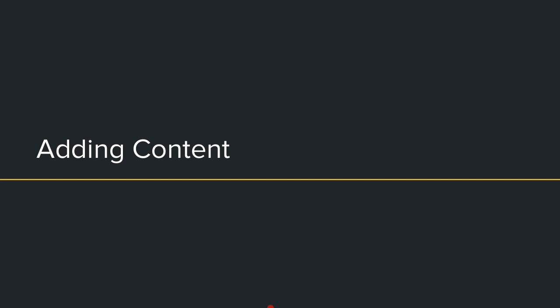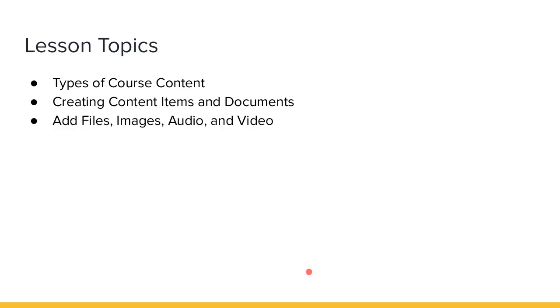All right, so you have your folder created. Now you want to add content to it. So let's look at what type of content we can add. We are going to look at the types of course content, then creating content items. And then finally, we're going to do a brief look at adding files, images, audio, and video.